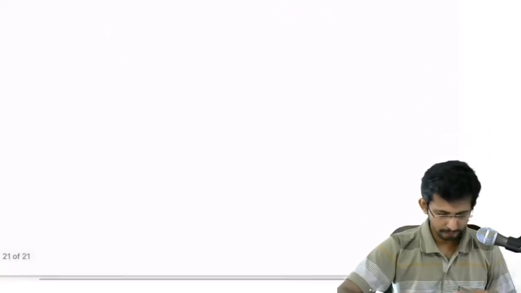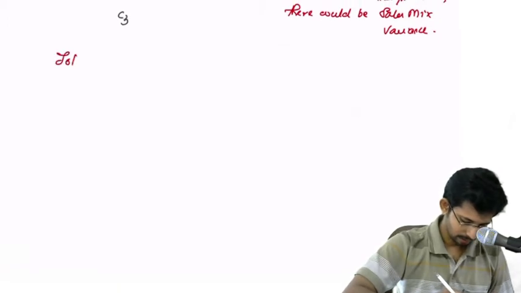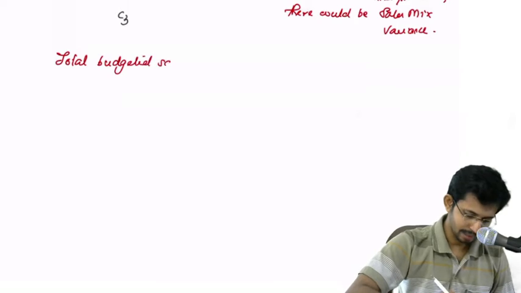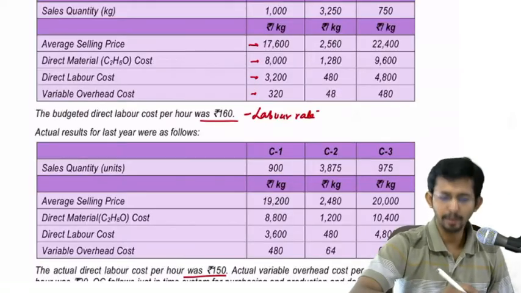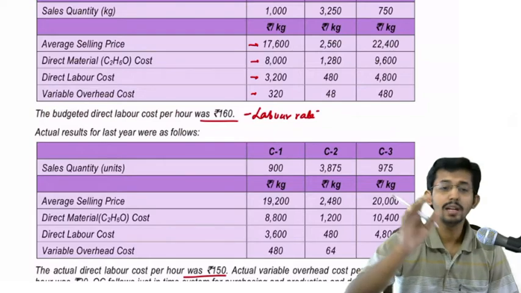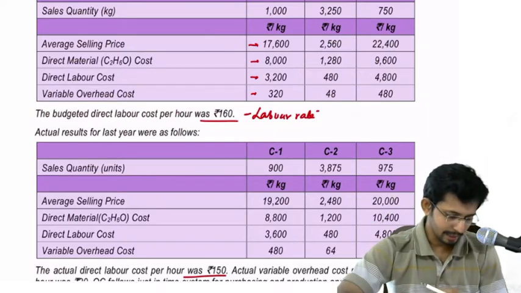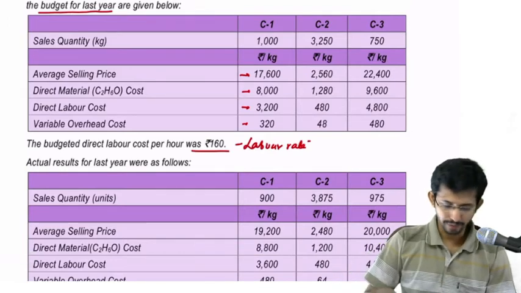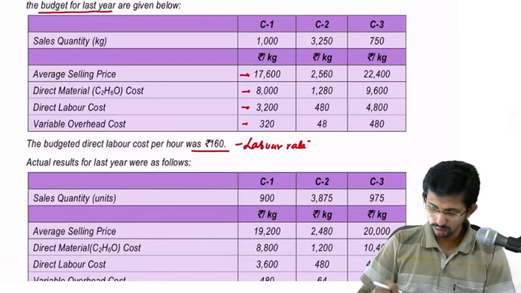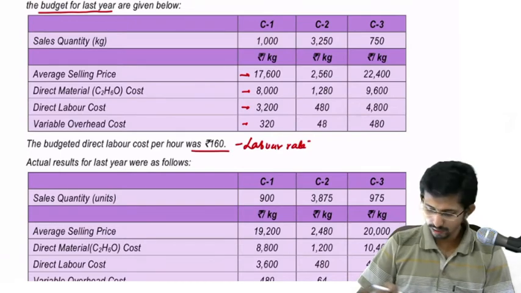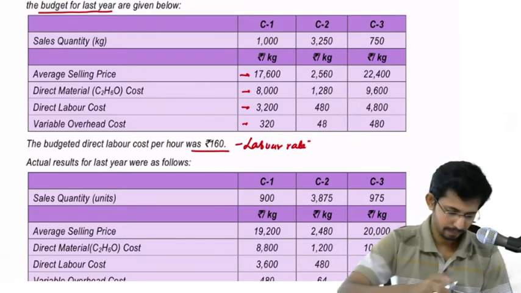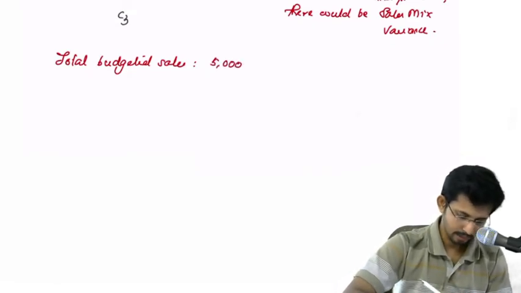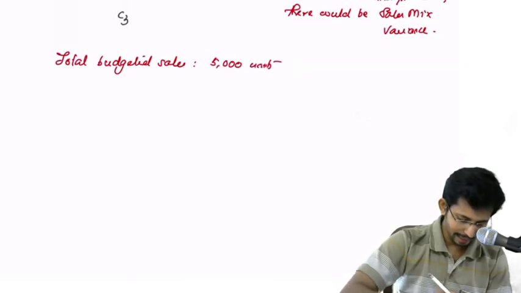So total budgeted sales. It is not budgeted production, it is budgeted sales, because we are concerned about revenue. So it should be sales. What is the budgeted sales? 1000, 3250 and 750. So 1000 plus 3250 plus 750 comes to 5000. So budgeted sales is 5000 units.